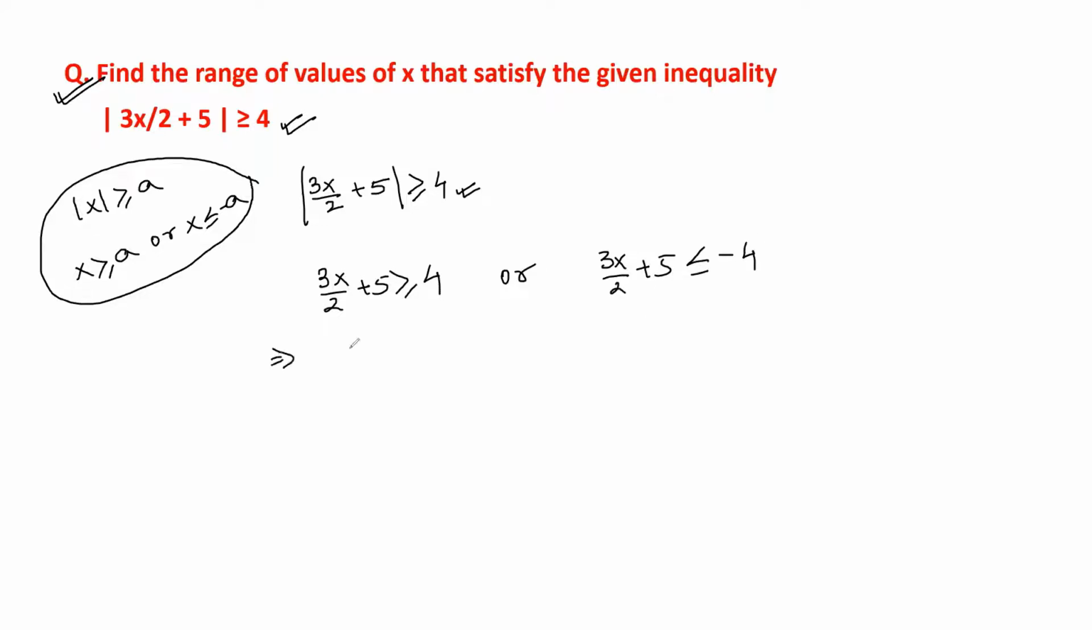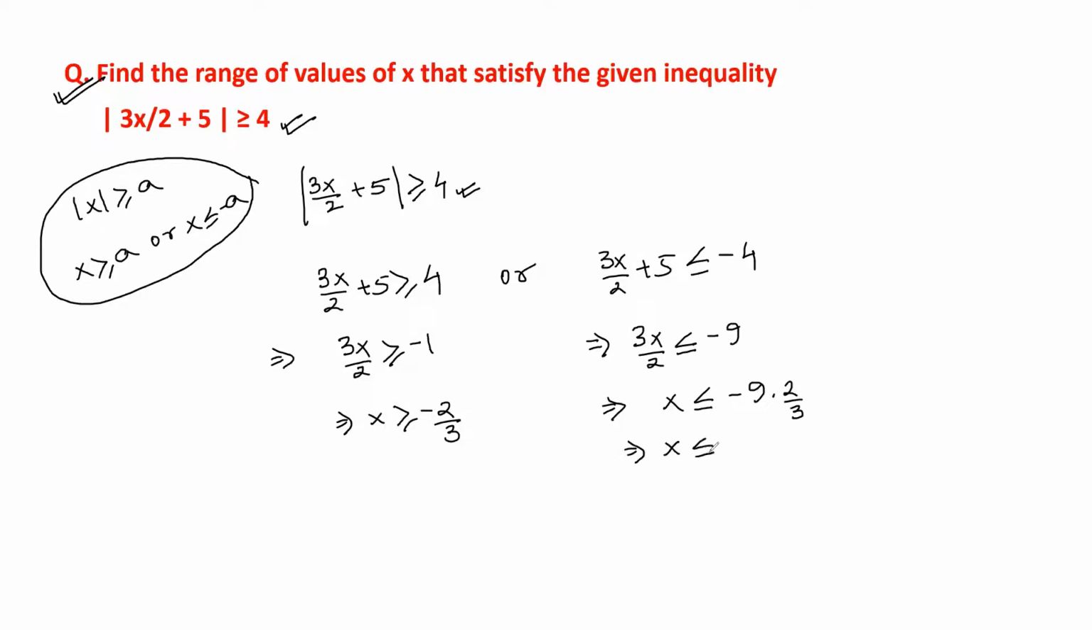Now we can solve this inequality directly, which would be 3x by 2 greater than equal to 4 minus 5, which would be minus 1. So x would be greater than equal to minus 2 by 3. In a similar way, for this inequality, this would be 3x by 2 less than equal to minus 4 minus 5, which would be minus 9. And x would be less than equal to minus 9 times 2 by 3, which would be x less than equal to minus 6.